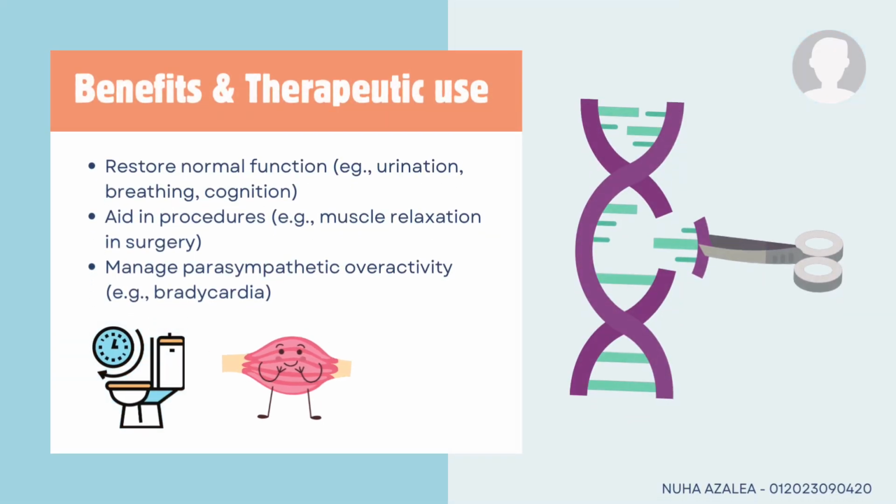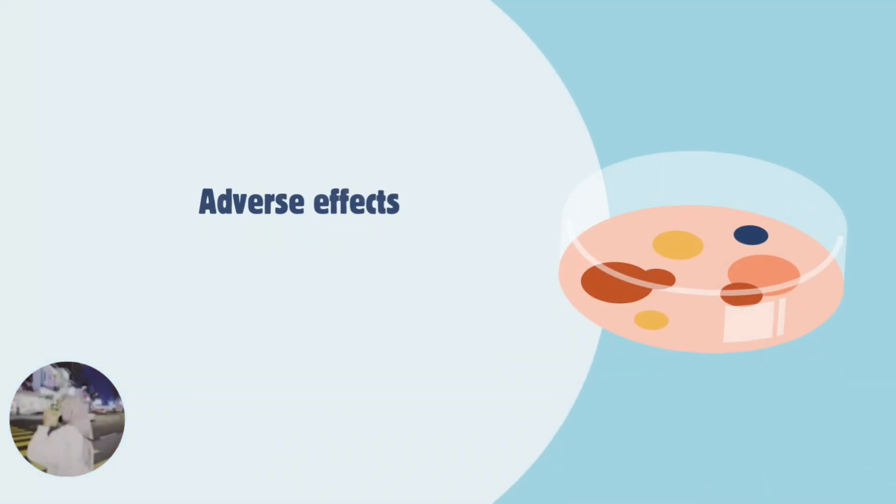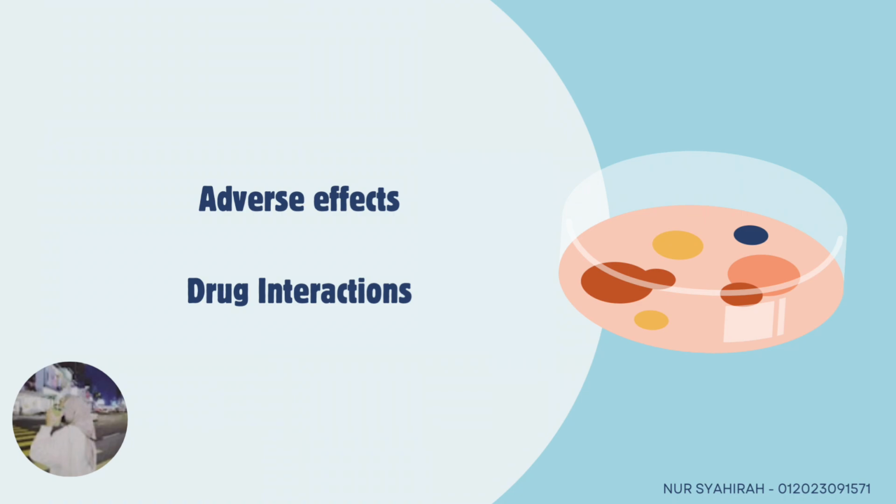And lastly, let's discuss the benefits and therapeutic uses of these drugs. So firstly, they help restore normal functions such as urination, breathing, and cognition, which improve the quality of life for patients. And second, they aid in medical procedures such as muscle relaxation during surgery. And they also manage parasympathetic overactivity such as in bradycardia by balancing the acetylcholine activity. So, in summary, cholinergic drugs are essential in both everyday clinical care and emergency situations because they offer significant therapeutic benefits. Let's explore cholinergic drug side effects and how they interact with other medications and body systems.